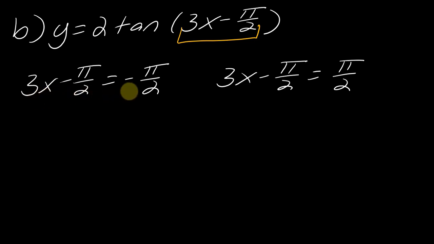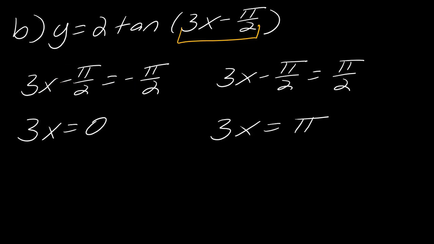So I've got 3x minus pi over 2 is negative pi over 2, and 3x minus pi over 2 is pi over 2. Okay, so now I can go through and solve. First I'll add pi over 2 to both sides. So that's going to give me 3x equals 0 and 3x equals pi. And then I can divide both sides by 3 to get x equals 0 and x equals pi over 3.